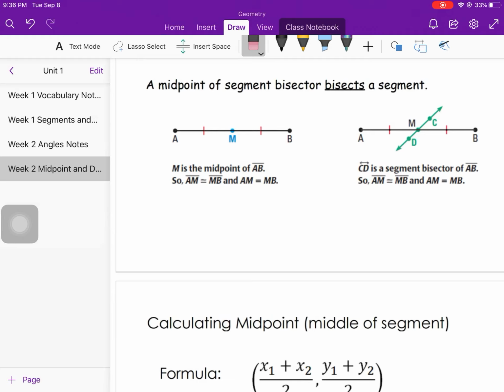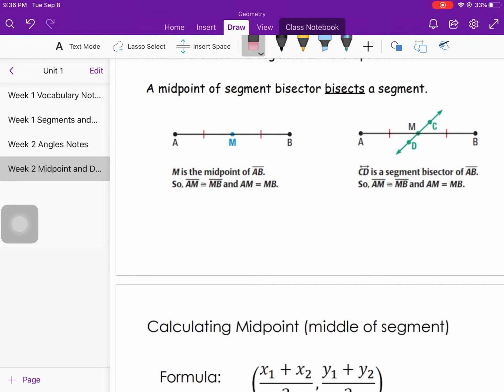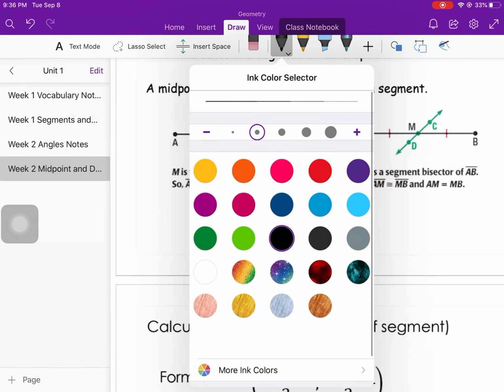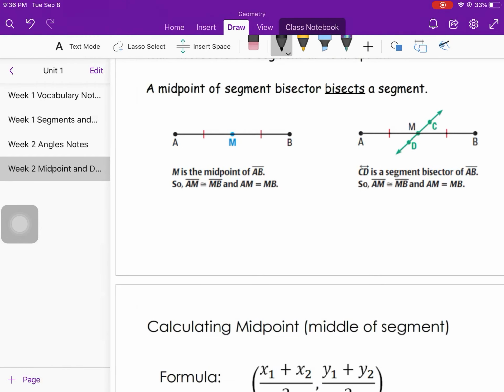So if you look at this first figure here, we have segment AB, and then point M is directly in the middle. Point M is the midpoint of segment AB. And what this does is it means that segment AM is congruent, we got that weird equal sign with the squiggle over it, to MB, and then it tells us that the distance from A to M is equal to the distance from M to B. Okay, so notice the difference between these two equations here. One has an equal sign, one has a congruent sign.